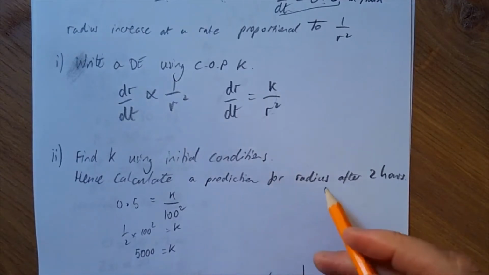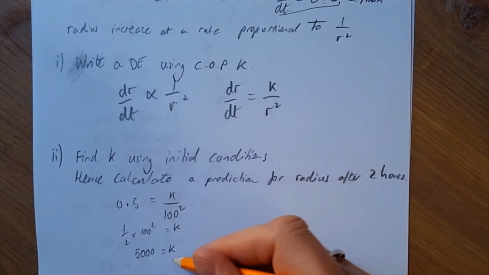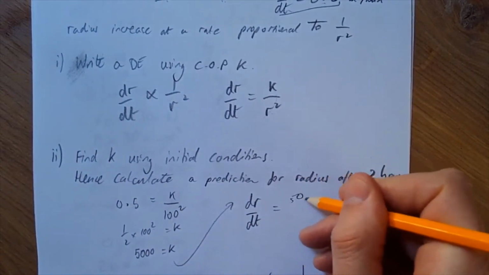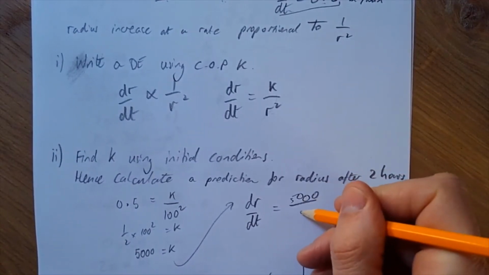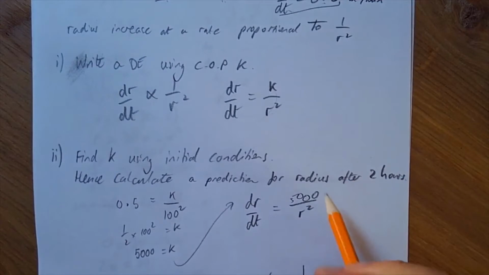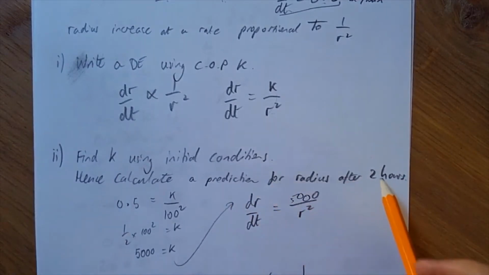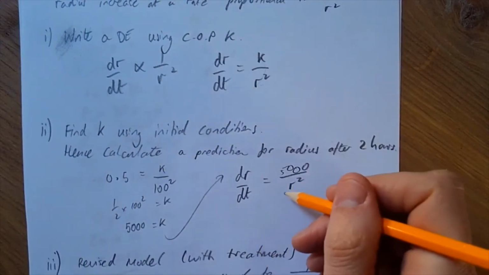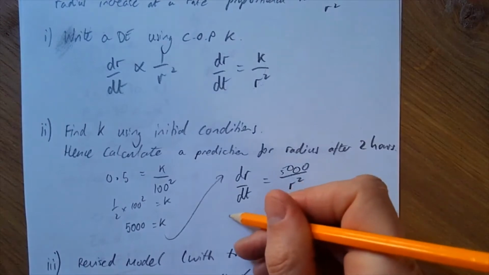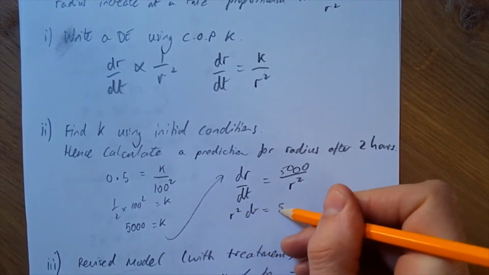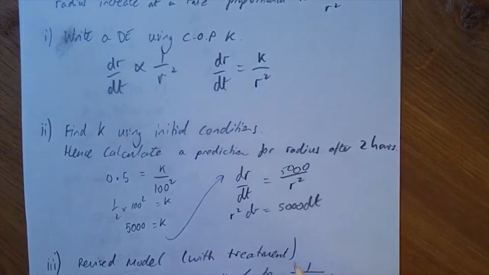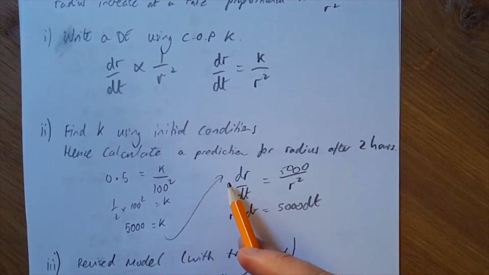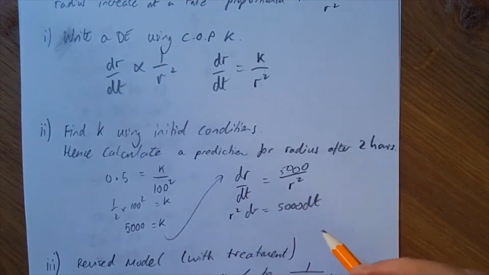Hence calculate a prediction for the radius after 2 hours. So I'm going to write this into my differential equation. Now, in order to get a prediction for the radius after 2 hours, I'm going to need to solve this differential equation. So we're going to need to separate the variables. That's how I would separate them. Times the r squared up in front of the dr and multiply the dt up after the 5,000.